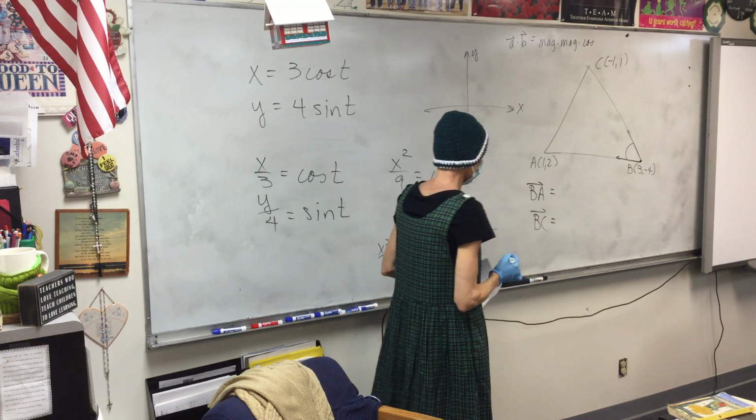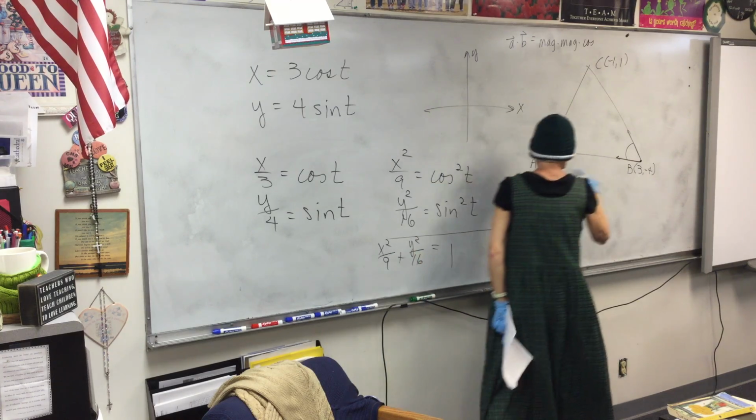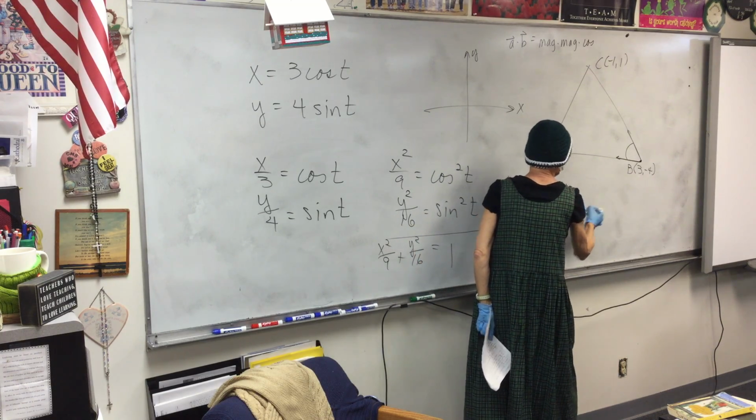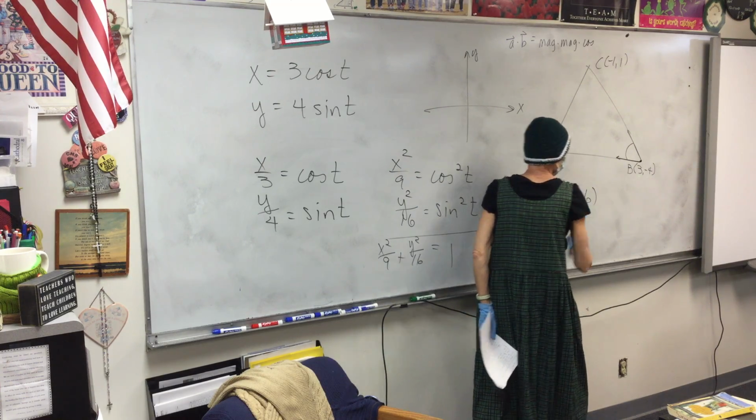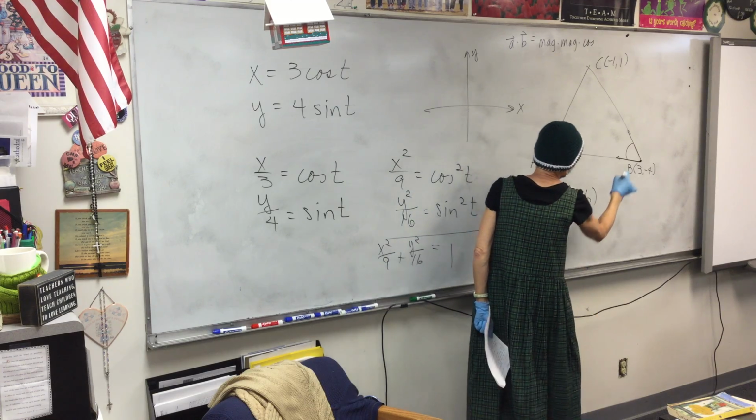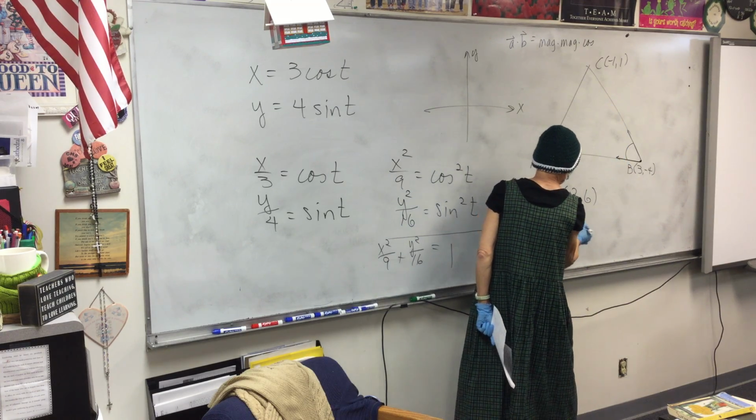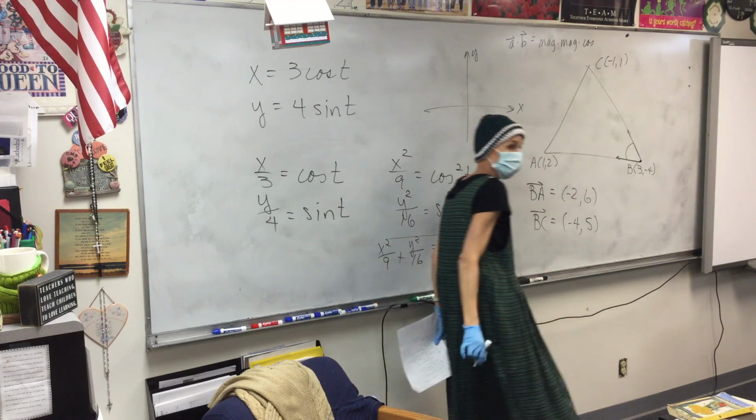All right. What are the coordinates of BA? B to A. -2, 6. And how about BC? -4, 5.